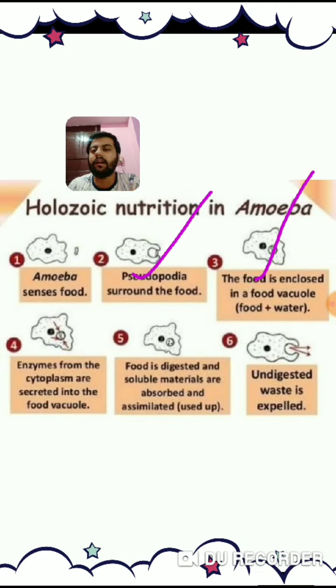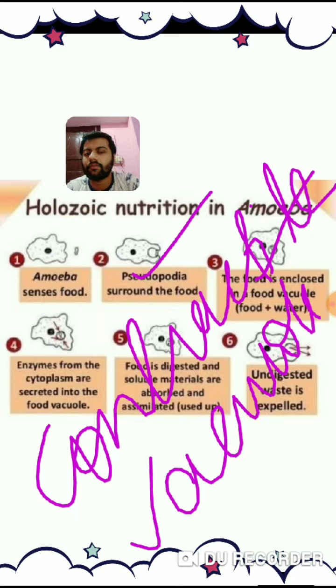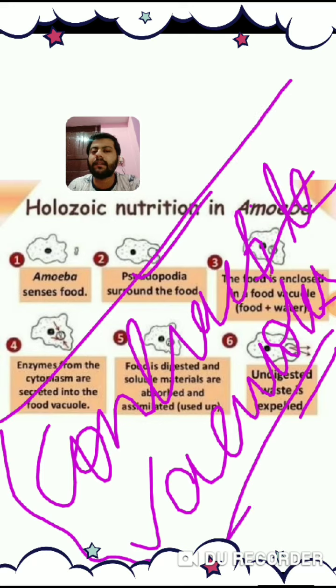That means amoeba contains contractile vacuoles. Contractile vacuoles means that whenever the vacuole is needed, it is formed, and once it has been used, that vacuole will disappear.